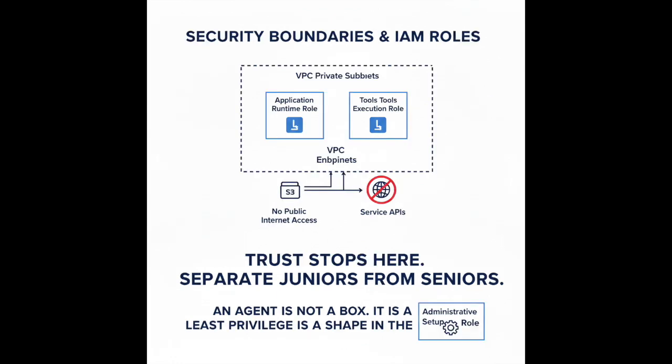Next comes security boundaries. AWS wants to see that you know where trust stops. Your diagram should clearly show the application and tools running in private subnets, VPC endpoints for S3 and service APIs, no uncontrolled public internet access in regulated systems. IAM boundaries must be visible too. Separate roles for the application runtime, the tools, and administrative setup. Least privilege is not a sentence, it's a shape in the diagram.